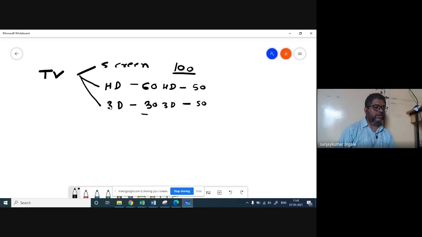So the total units of production in 100 hours, if we want to calculate, we cannot say 60 HD and 30 3D. We have to convert this into one unit. For example, if I have 100 units of time, then you will find 60 can be produced of HD type.